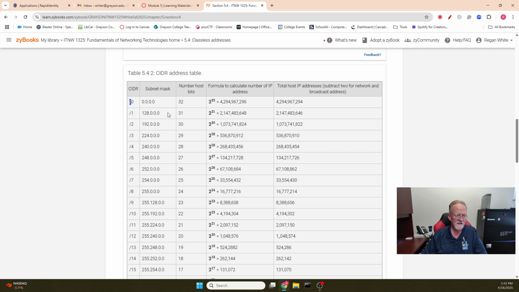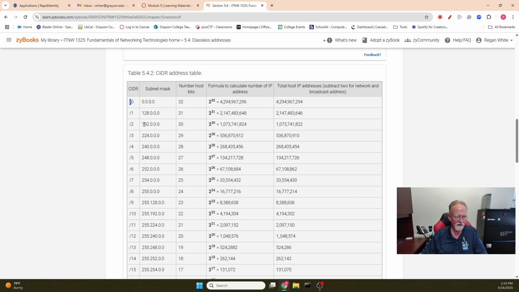/1, basically you get the same thing: 31 host bits, which means you only have 1 network bit. This first digit up here would be a network bit if this were converted into binary. So 128 converted to binary is going to leave you all the rest of these as zeros. So you're going to have 31 host bits. That means almost everything's going to be a host bit.